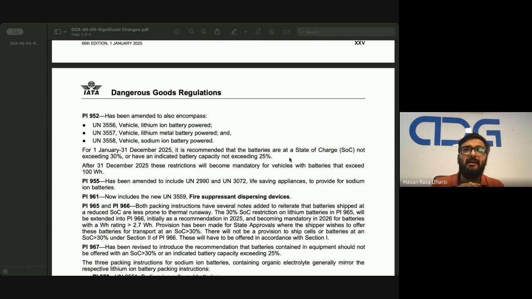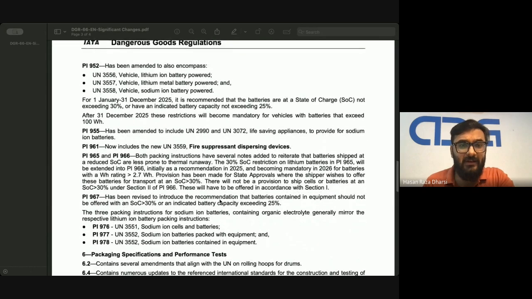Moving forth, the packing instruction 955 has been amended to include UN 2990 and 3072 life-saving apparatus to provide for sodium ion batteries. Then coming up to packing instruction 961, it now includes the new entry 3559 fire suppressant dispersing devices. Then there's packing instruction 965 and packing instruction 966.